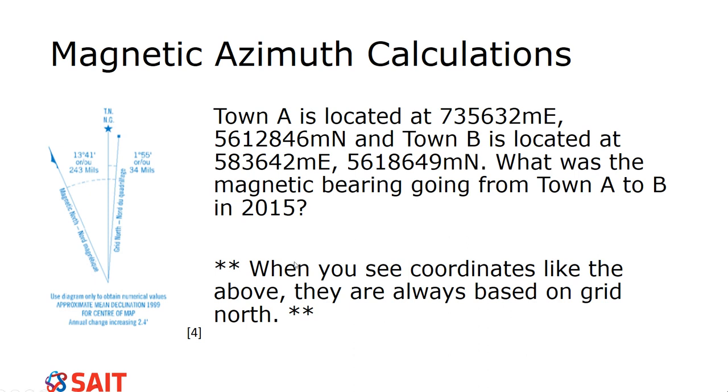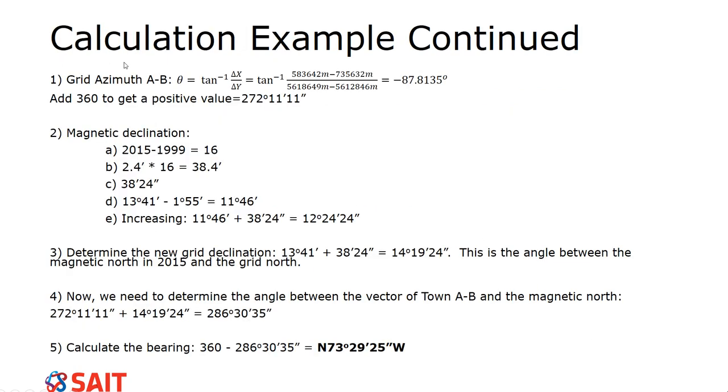As soon as we see coordinates like this, they are always based on grid north. Longitude and latitude would be based on true north. But if you see anything with meters, it is immediately grid north, because meters makes a grid. So I'm going to caution you on that. So let's go to how we work this out.